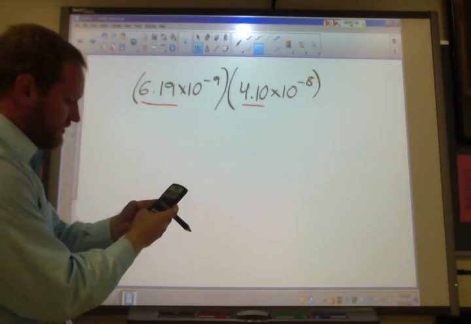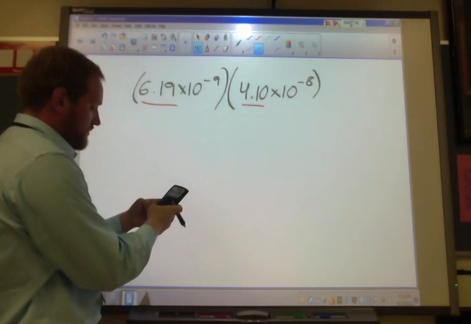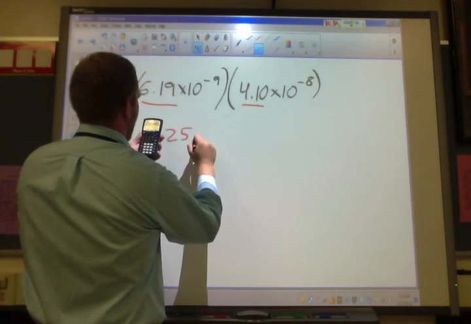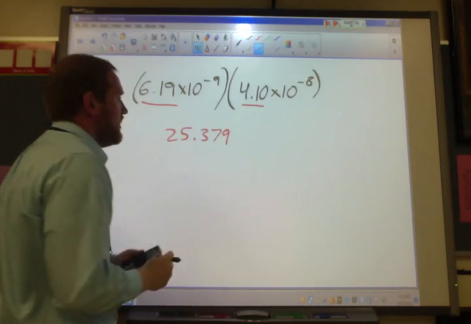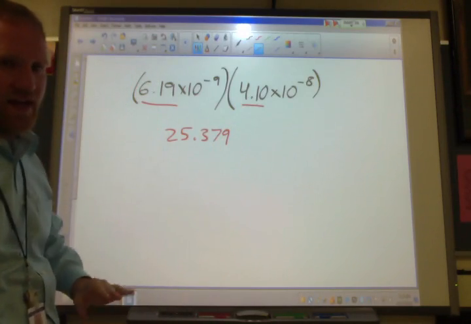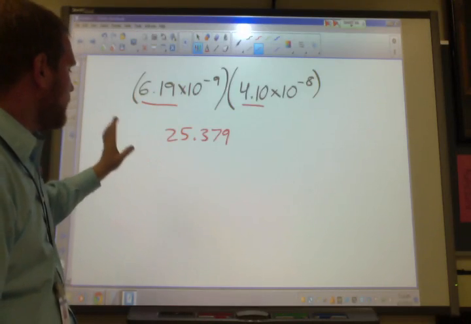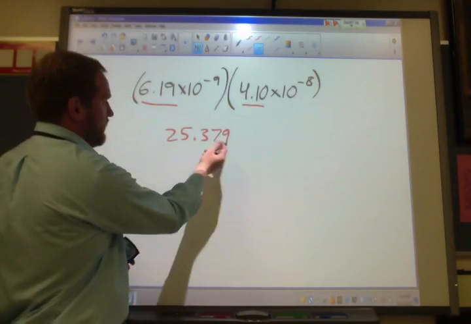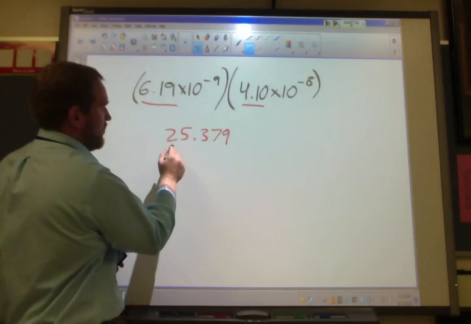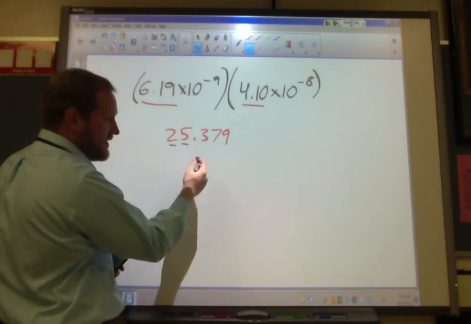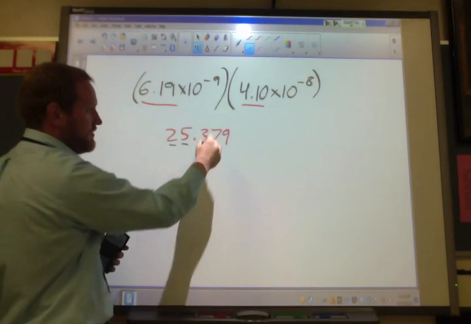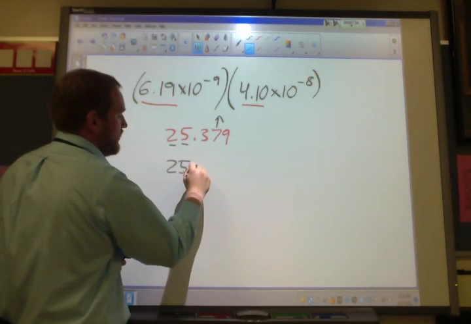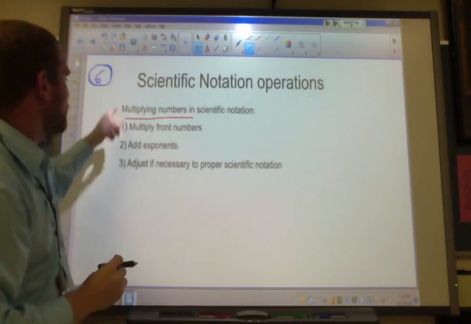6.19 times 4.10 equals 25.379. Now you can adjust now or at the end. I always like to do sig figs now, at least with one of these types of problems. 3 sig figs, 3 sig figs. We need 3 sig figs. So 25.3, can I knock the 7/9 off? No. The 7 makes this go up to a 4. So 25.4. So that's step 1, multiply front numbers.